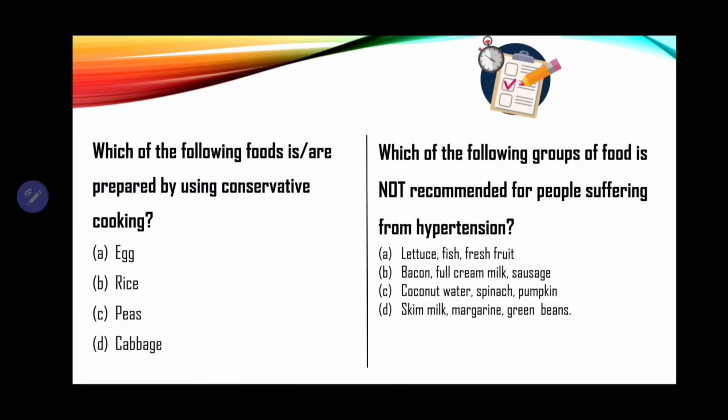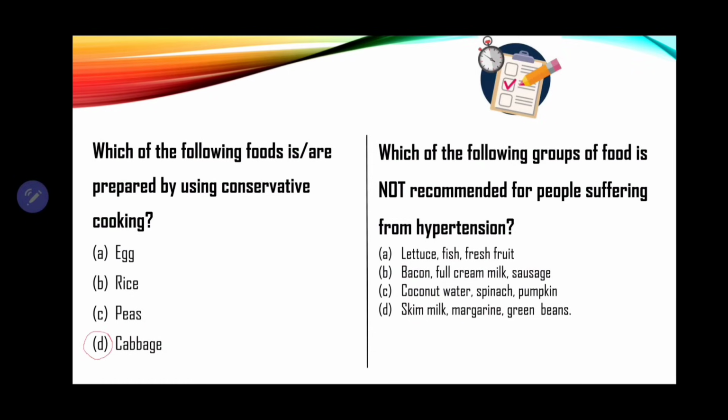Next question. Which of the following foods is prepared by conservative cooking? Now, what is conservative cooking? It is a method by which a minimal amount of heat is applied to a food item so that the nutrients can be conserved. Good? Now, let us look at these options. A, eggs. B, rice. C, peas. And D, cabbage. So the ideal answer here would be cabbage. Awesome.